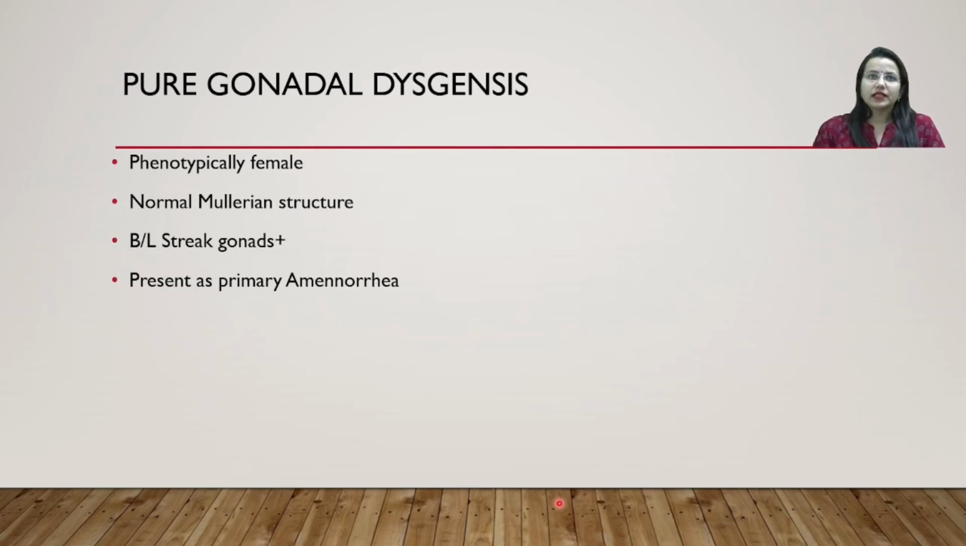Another type of DSD is where there is pure gonadal dysgenesis. As the basic phenotype is that of a female, either it's a testicular dysgenesis or ovarian dysgenesis, phenotypically they'll turn out to be female. They will have bilateral streak gonads, and they usually present to the OPD or to the clinics with a complaint of primary amenorrhea.